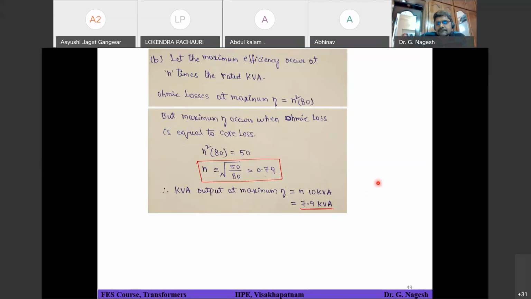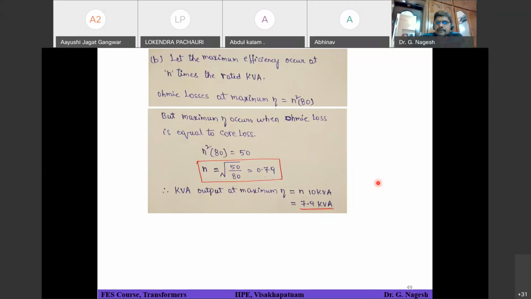You understood the question, na? Yes, sir. Okay, so please try to calculate the efficiency at this fraction, that means 0.79 of full load current. Sir, maximum efficiency is equal to 98.44%. Okay, what is the copper loss at this condition? Sir, copper loss and core loss both are 50, sir. Both are 50. Okay. So what is the output power at this condition?